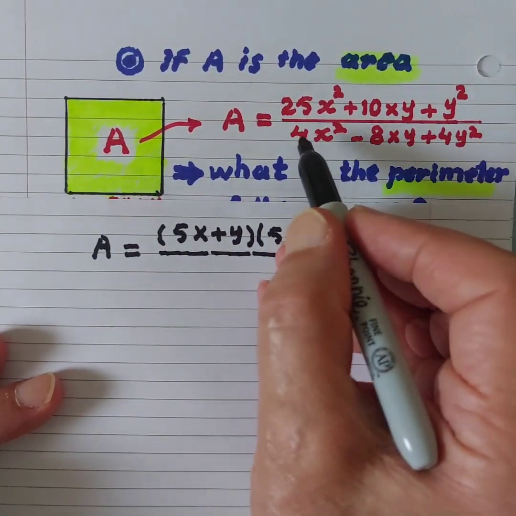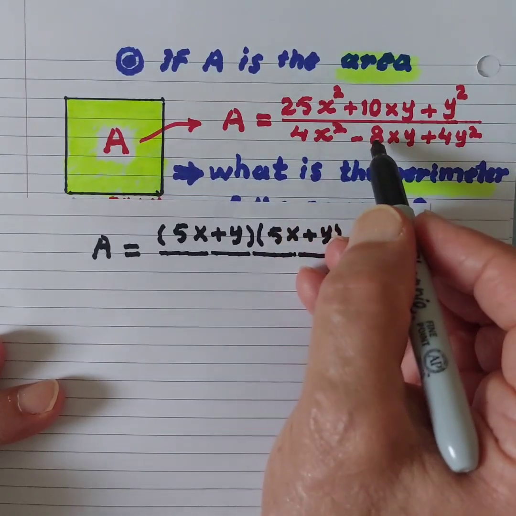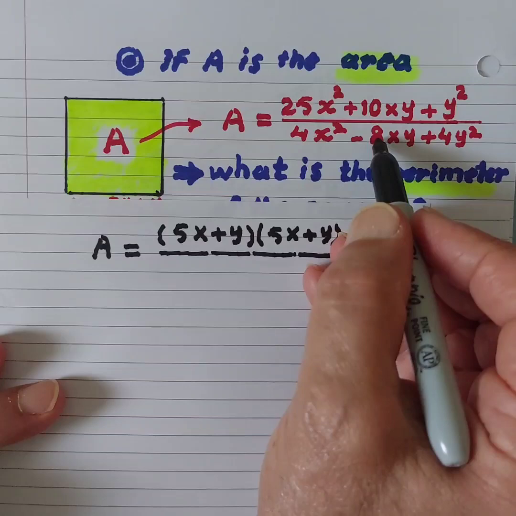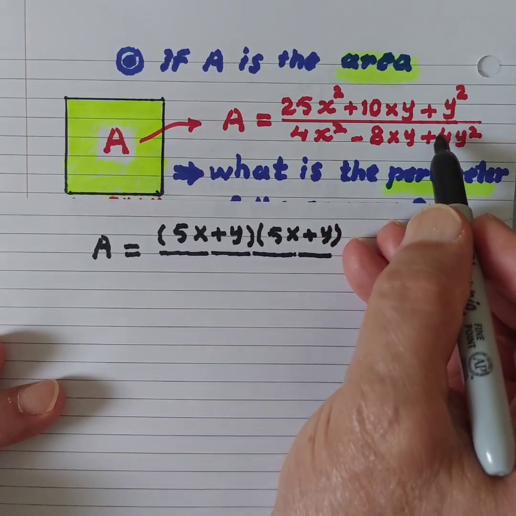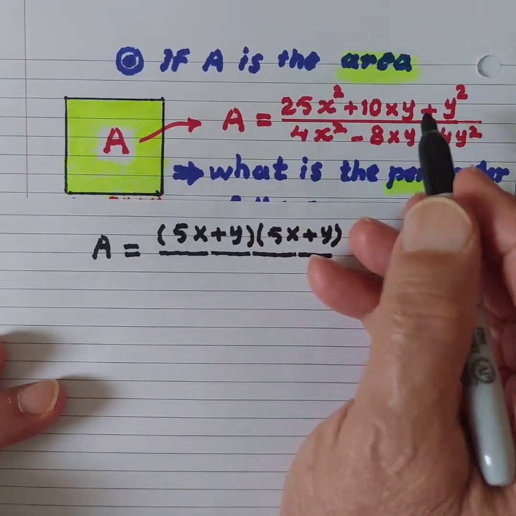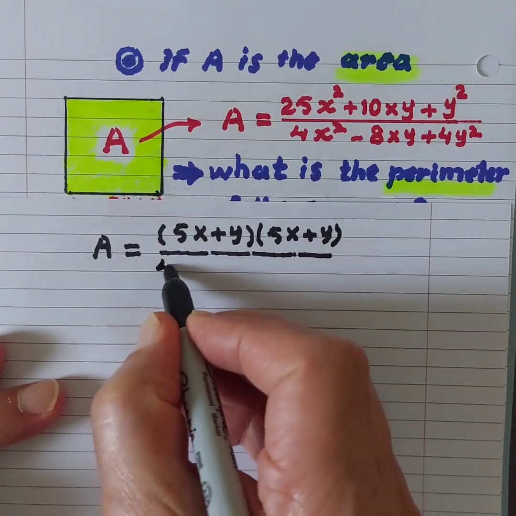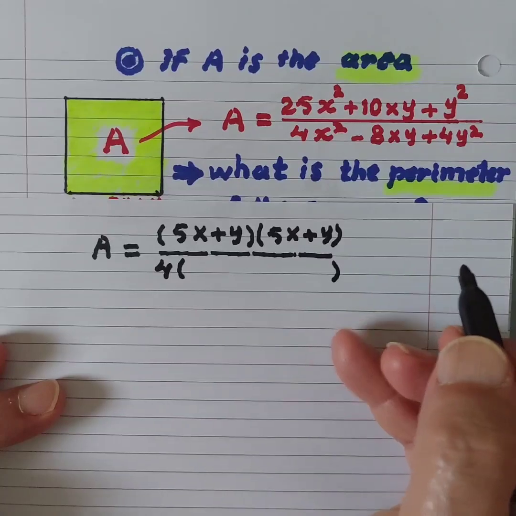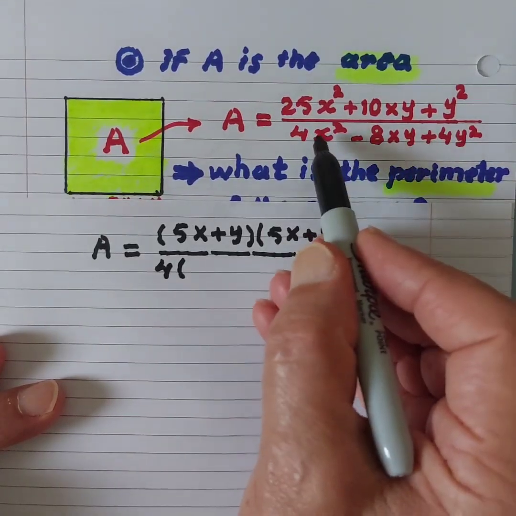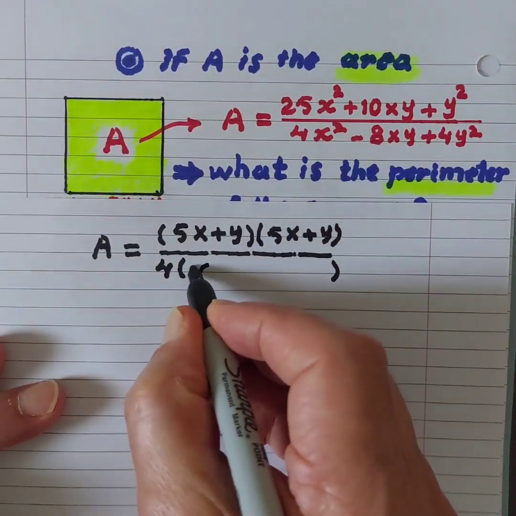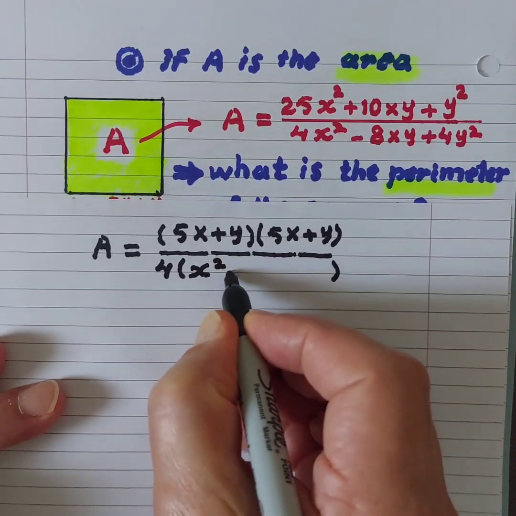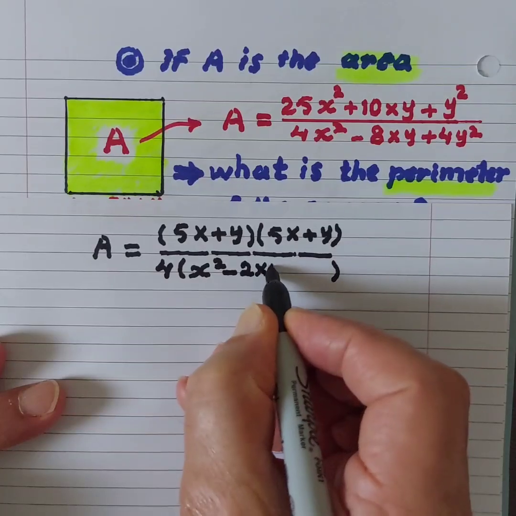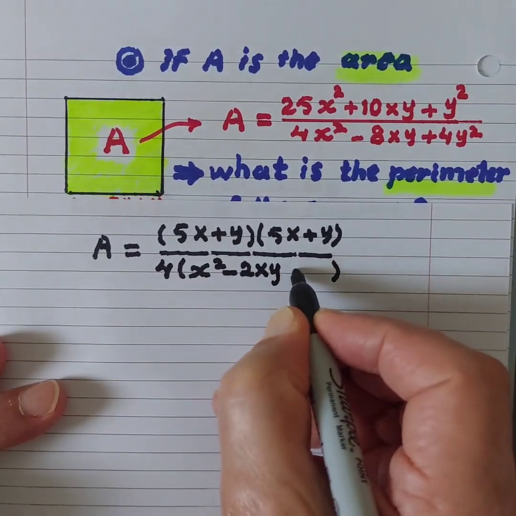About the denominator here, we see a common factor 4. Here's 4, here's 2 by 4, here's 4. So we can take 4 as the greatest common factor and put the rest in the brackets. The rest here will be x squared minus 2xy plus y squared.